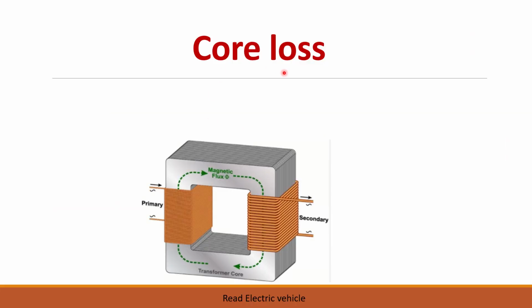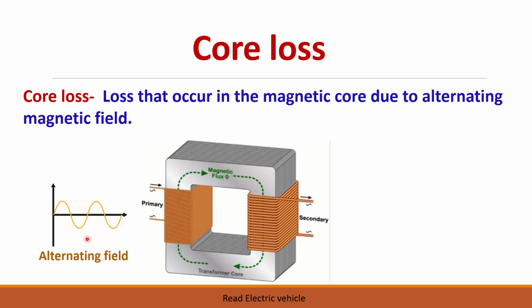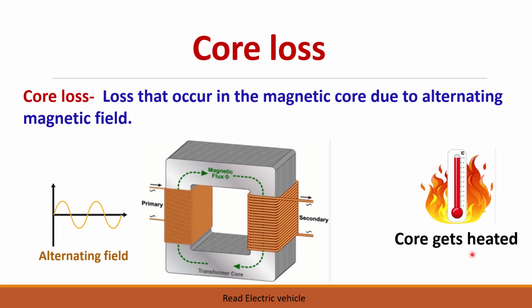First, we will see about the core loss. So in a transformer, we always give an AC supply. The loss that occurs in the magnetic core of the transformer when you give an alternating field is called the core loss. This is a magnetic material, and when you give an AC supply to that, the flux produced by this alternating supply is also alternating. So the core is subjected to magnetic reversal. Because of that, the core gets heated. So the loss that occurs in the magnetic core due to this AC supply is called the core loss.